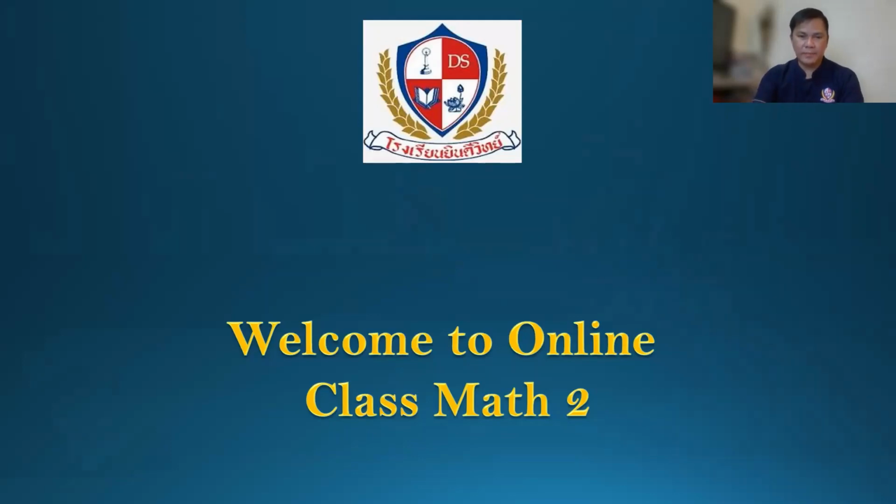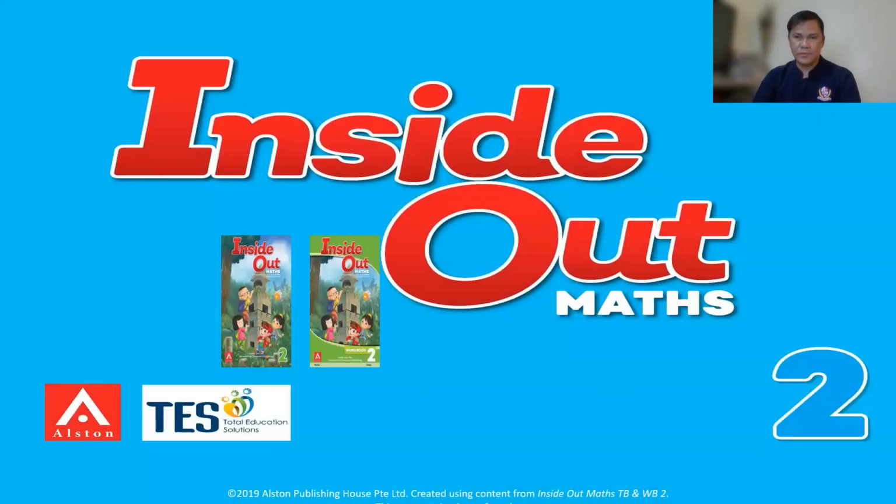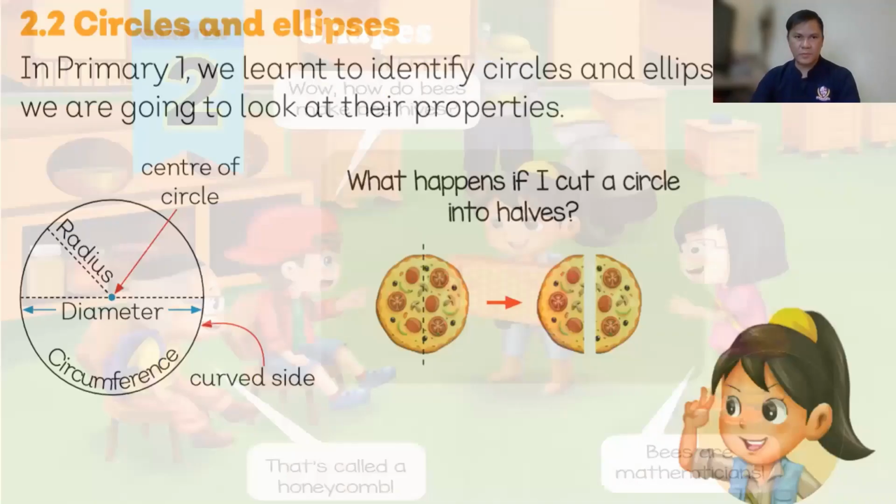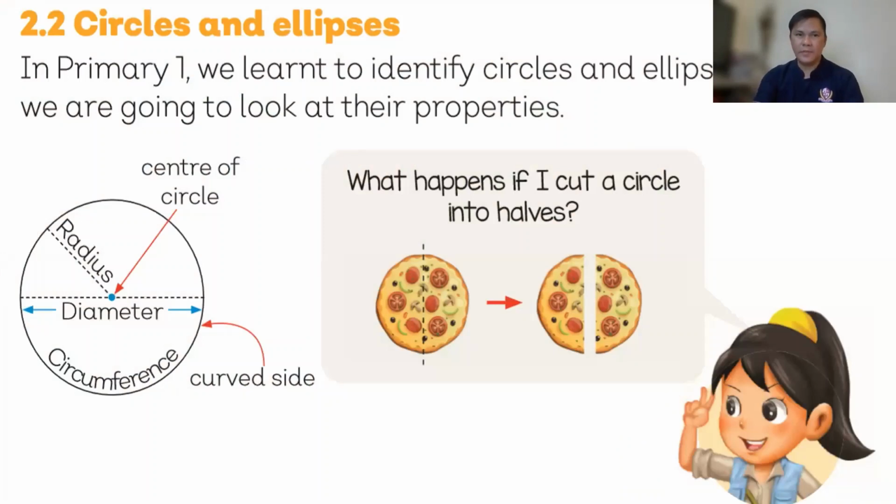Okay, if you have Inside Out Math 2, please get your book and we will study together and answer our book in chapter 2. So we are now in chapter 2 about shapes. Today we are going to study about circles and ellipses. In primary 1, we learned to identify circles and ellipses. We are going to look at their properties.